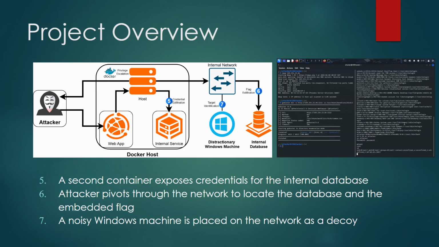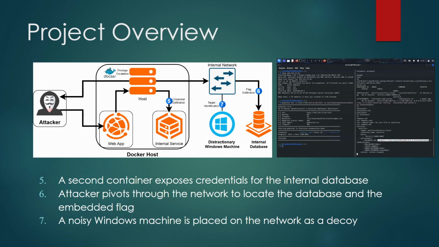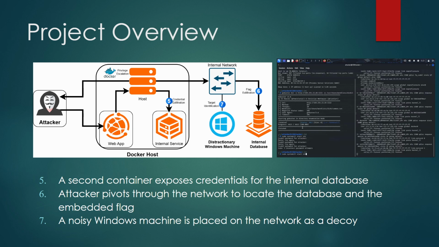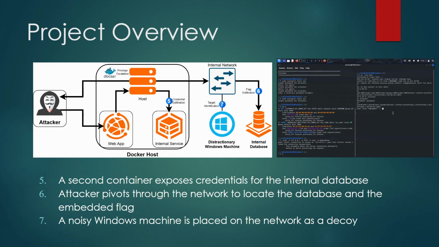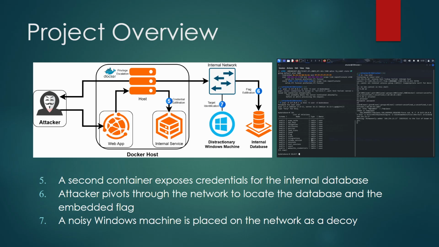We then extract credentials for the internal database from another container on the host. From here, we set up an SSH tunnel from the host to direct traffic to the database and connect. We are then able to view the contents of the database and extract the flag. Through this, we have demonstrated container exploitation, reverse shells, privilege escalation, credential exfiltration, lateral movement, and target identification.